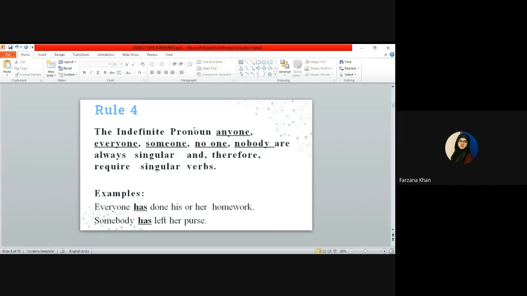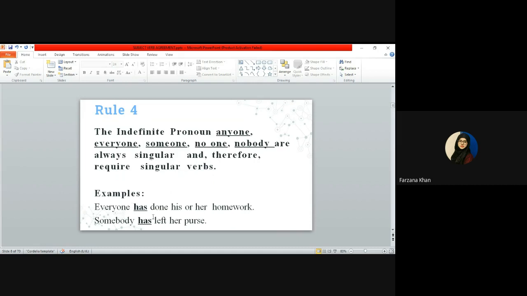While studying the parts of speech, you clearly understood the use of indefinite pronouns and what they basically are. So anyone, someone, everyone, no one, and nobody, these are basically indefinite pronouns. When they are used in a sentence, they always require a singular verb because they are considered singular. Here you can see the examples.